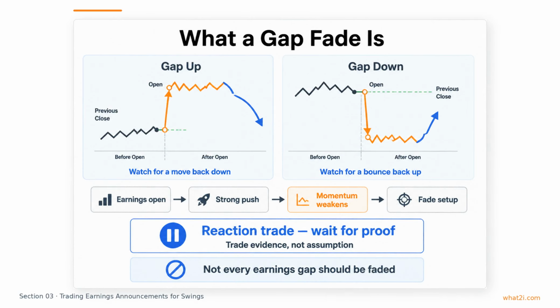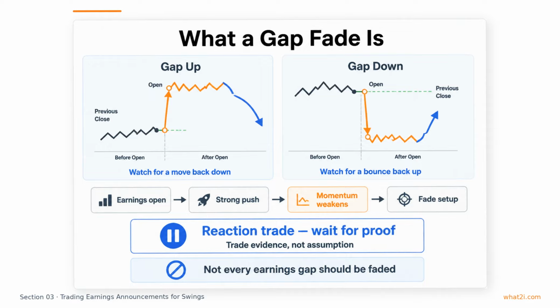A gap fade trade goes against the initial earnings move, but only after that move shows signs of weakening. If a stock gaps up after earnings, the fade idea is to watch for a move back down once buyers lose control. If it gaps down, the fade idea is to look for a bounce back up if sellers cannot keep pressing lower. The key word here is watch, not assume. Earnings gaps can be powerful because they are driven by real information, so fading them without evidence can be dangerous. A valid fade setup comes from the market rejecting the opening move. Until that rejection appears, there is no trade yet.